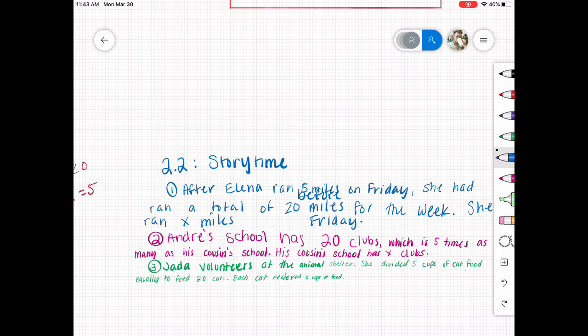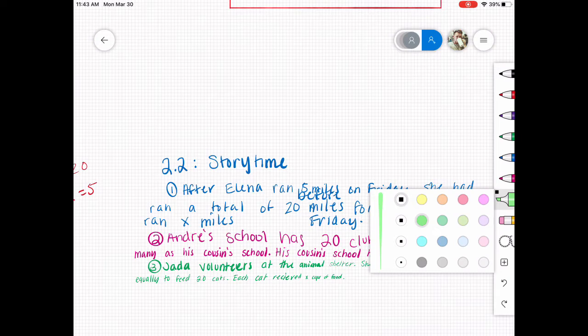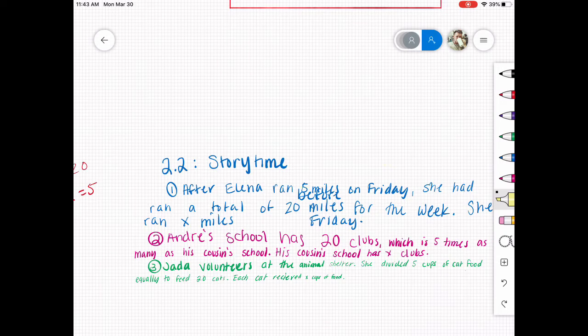Our first problem is: after Elena ran 5 miles on Friday, she had run a total of 20 miles for the week. She ran X miles before Friday. I'm sorry, guys. I don't know why that "before" is not in the right spot. But what we're going to do is look at the quantities that we need to put into an equation or a numerical sentence. So I just highlighted 5 miles and a total of 20 miles.